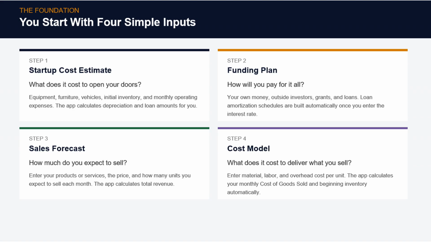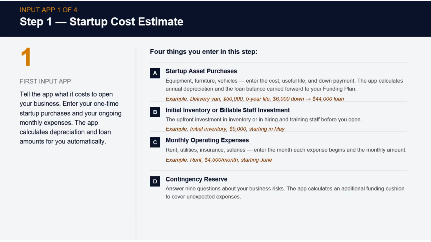So let me go through each of these 4 steps on a slide by itself, because it's so important that you get this right, and it's so important that you understand it. Once again, let's go through this in more detail.